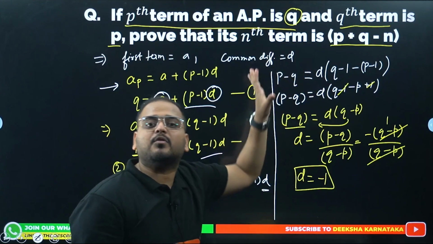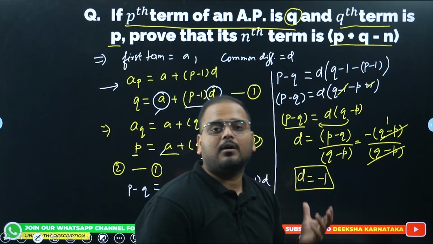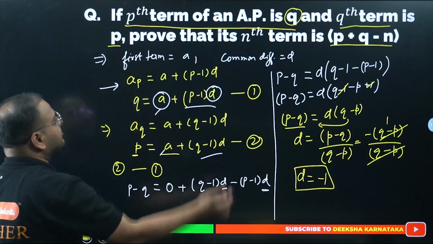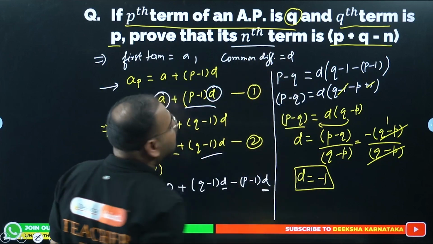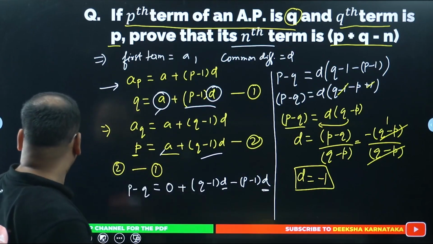So without worrying about what they are asking, we stick to what we are known with. Okay, that's all, and we moved in the correct way. They are asking for the nth term, so we use the nth term formula. I hope this is clear. Moving forward.